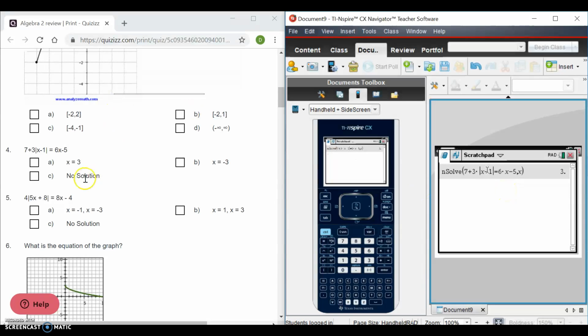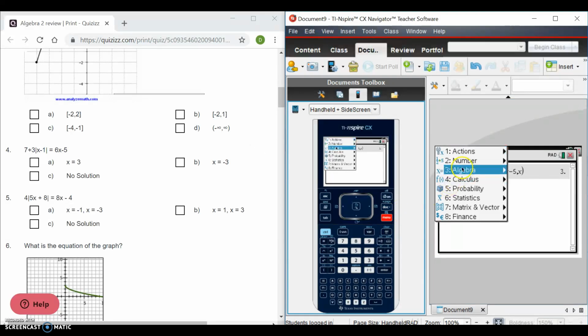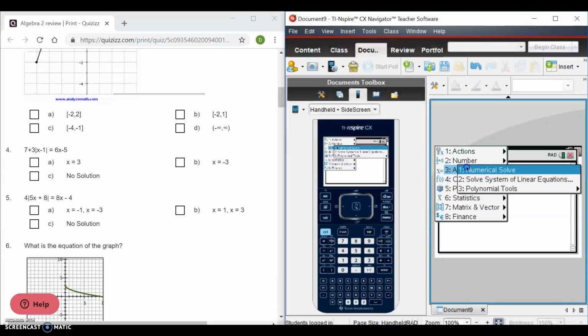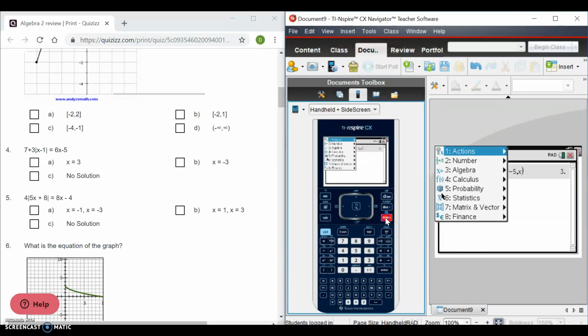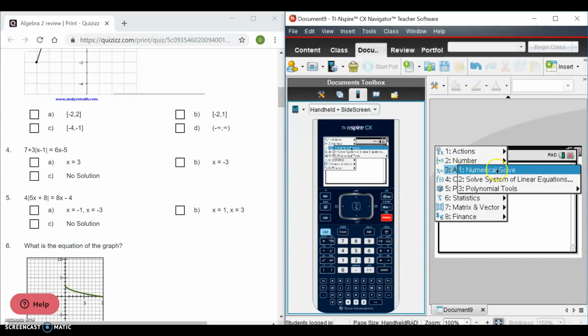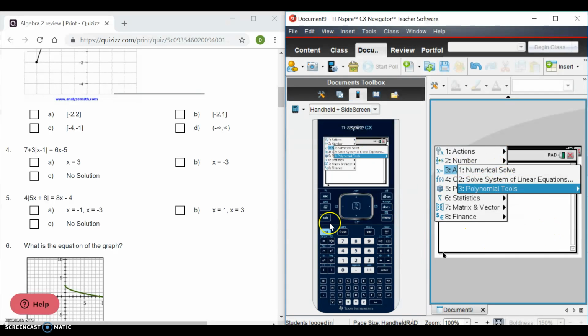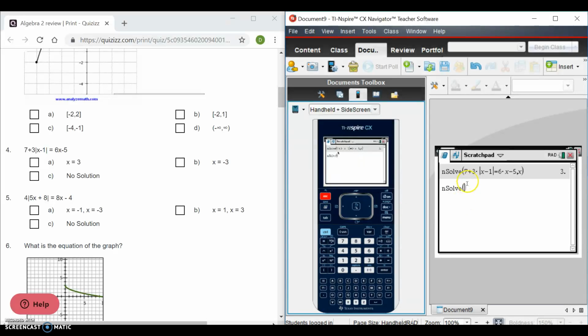So in calculate mode, for number 4, you're going to actually use the nsolve tool. I actually did it right here already, but we're going to do it again just to show you. On the nsolve, press menu, go to number 3, and then number 1. So menu, 3, number 1. That's how you get it. It's going to solve this type of equation.